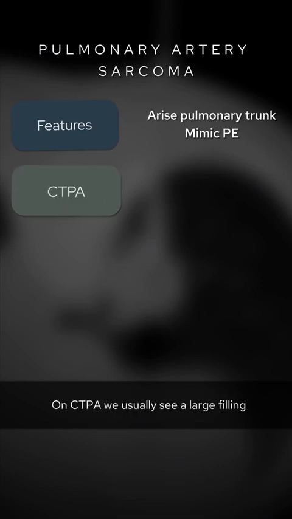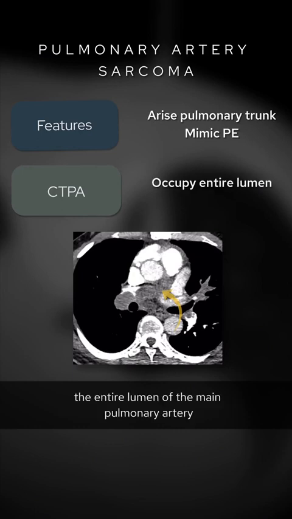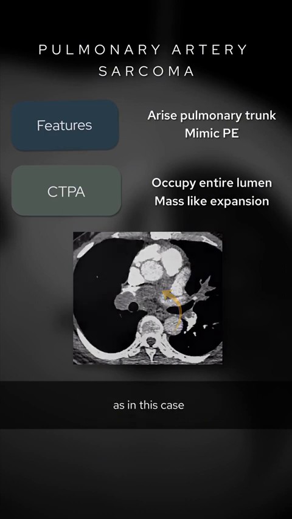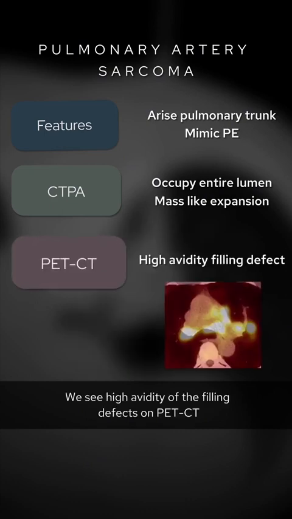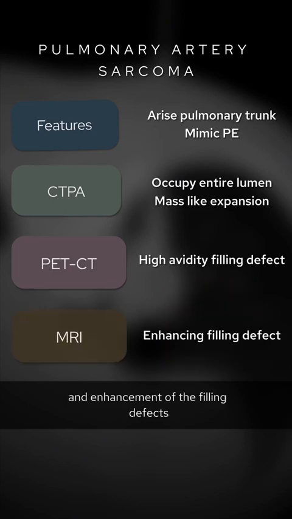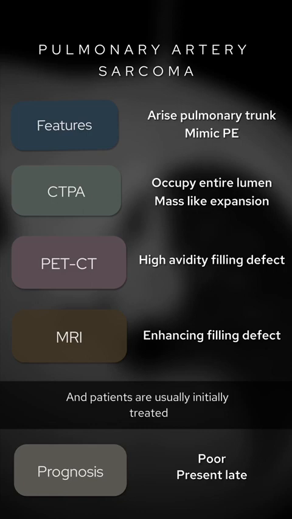On CTPA, we usually see a large filling defect within the pulmonary trunk, which occupies the entire lumen of the main pulmonary artery, and there may be mass-like expansion of the vessel. As in this case, we see high avidity of the filling defects on PET CT, although mild avidity has been described. MRI can be useful, and enhancement of the filling defects post-gadolinium can point towards a sarcoma. Unfortunately, prognosis is poor, as the patients present late when vessel occlusion occurs, and patients are usually initially treated for pulmonary emboli.